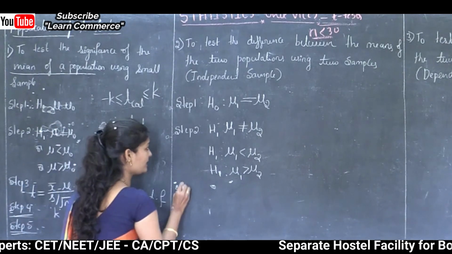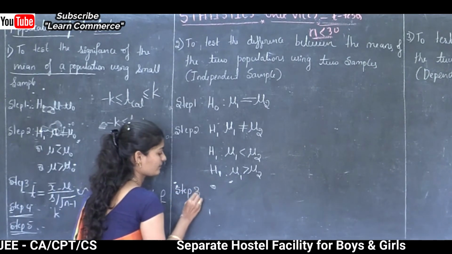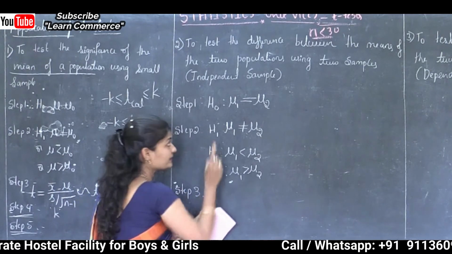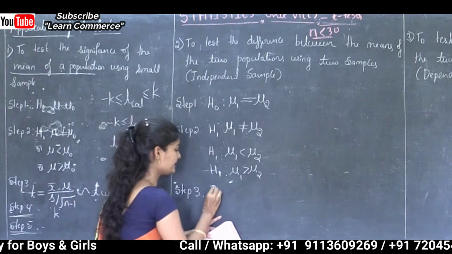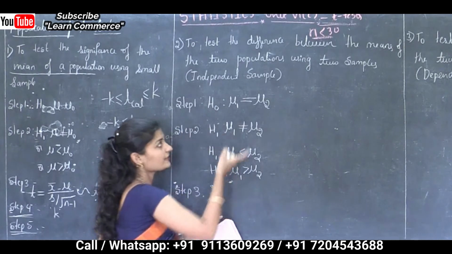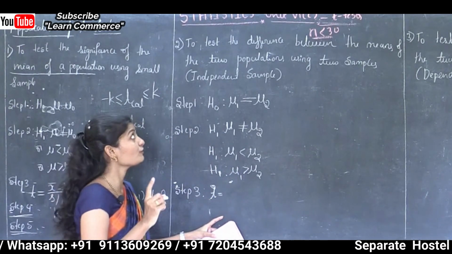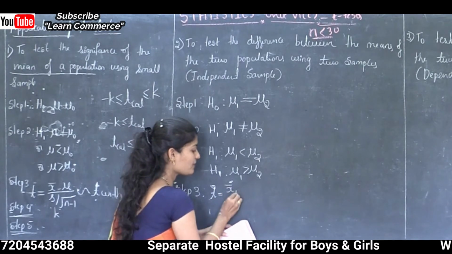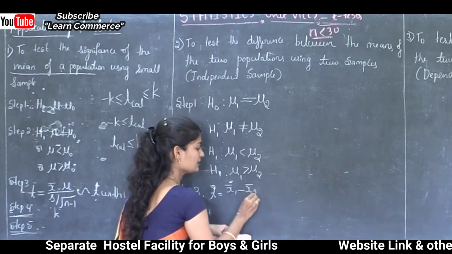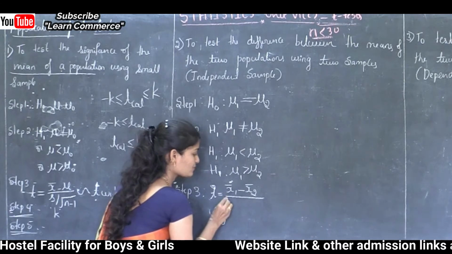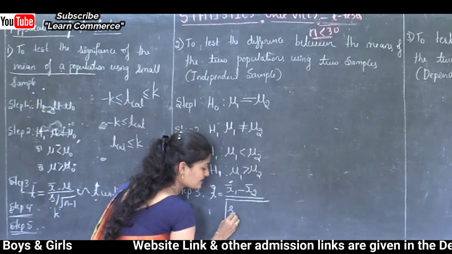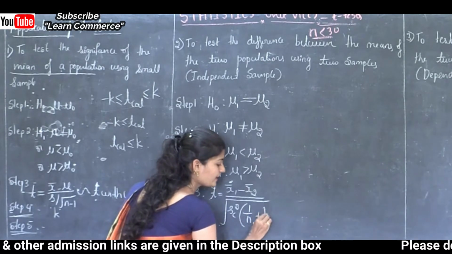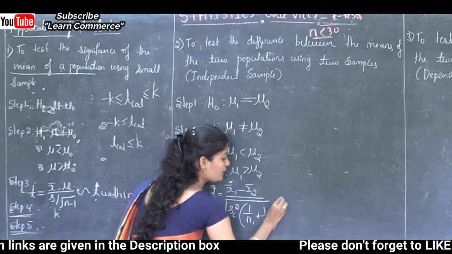And step 3 is the test statistic. So here it is a t-test, so I will write t is equal to x bar 1 minus x bar 2 divided by the square root of SC square into 1 by n1 plus 1 by n2, which follows a t distribution.